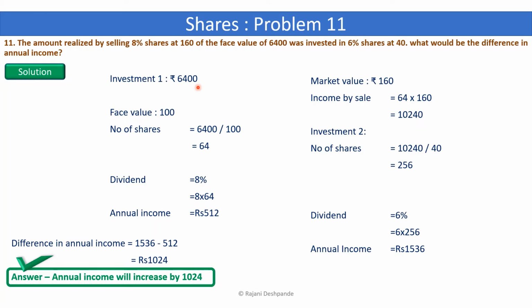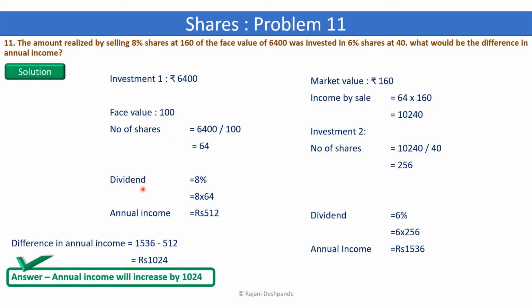Suppose, let us take the face value of one share as rupees 100. So the total number of shares will be 6,400 divided by 100, that is equal to 64 shares. So we have 64 shares of 100 rupees and dividend is 8%.